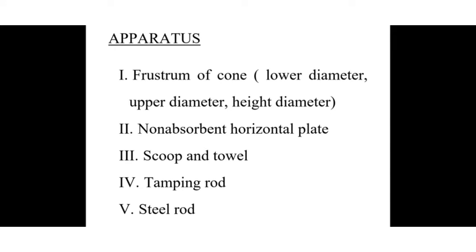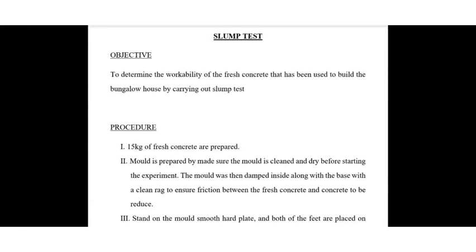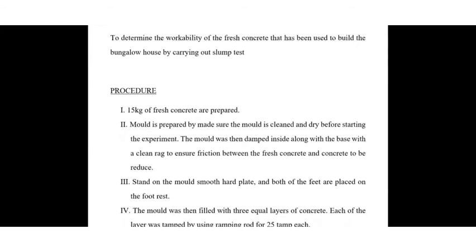For the slump test, the apparatus needed to carry out the experiment is a frustum cone that consists of a lower diameter, an upper diameter and a height. The other apparatus are a non-absorbent horizontal plate, a scoop and a towel, a tamping rod, and a steel rod. For the slump test, the objective is to determine the workability of the fresh concrete that was used to build the bungalow house by carrying out slump tests.